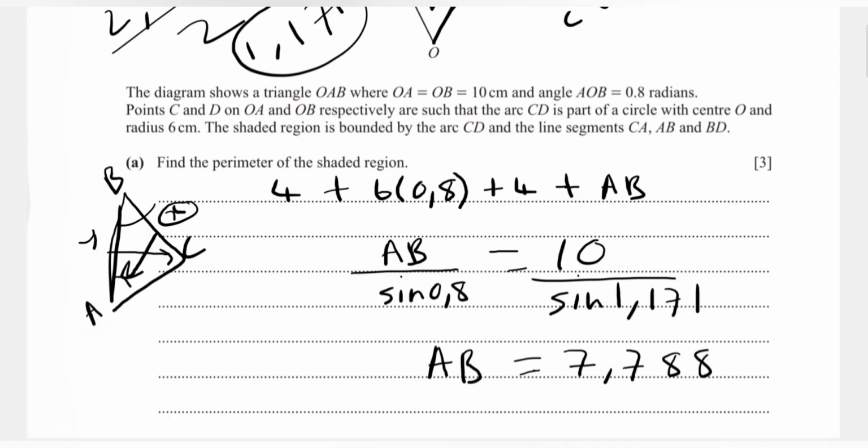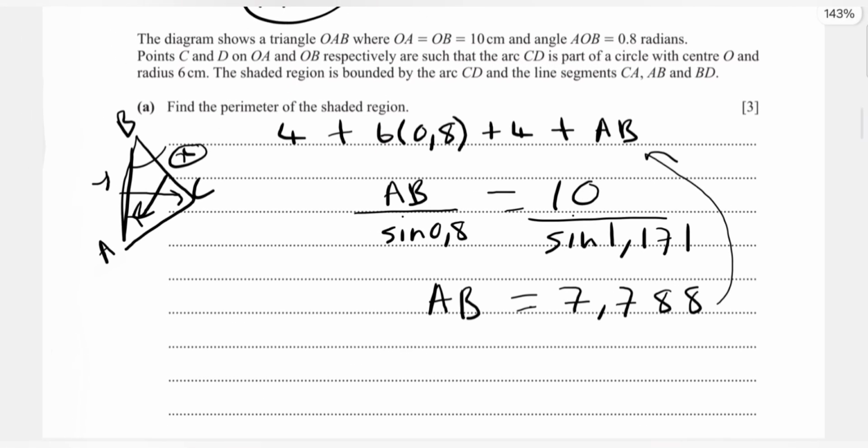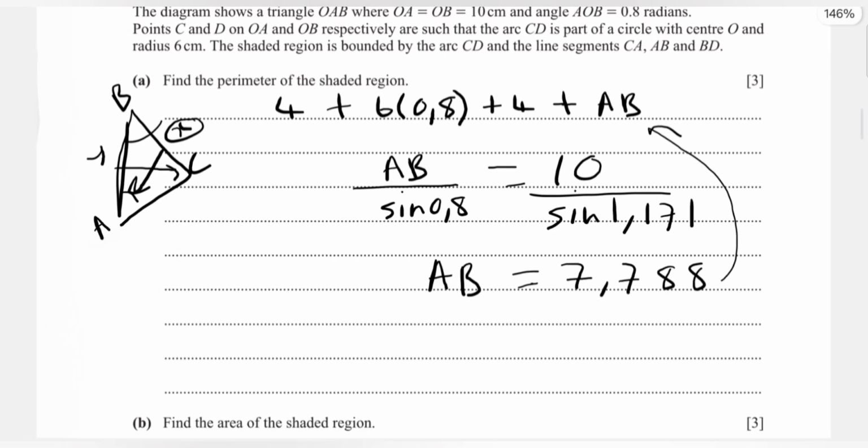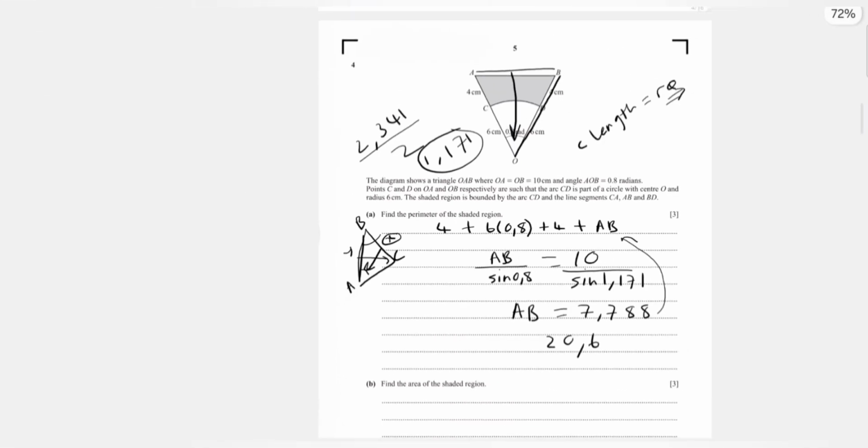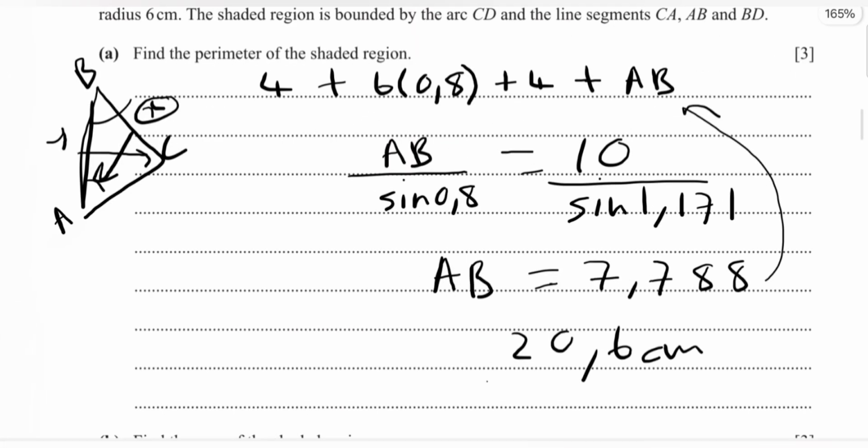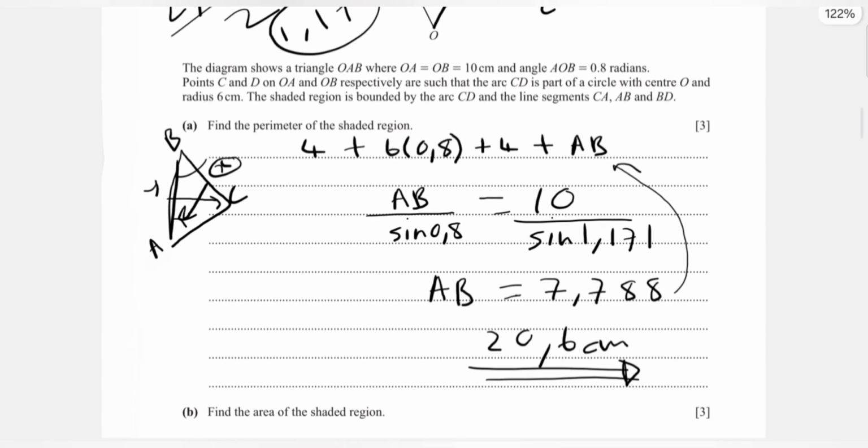And plugging this value here, we'll get that plus 4 plus 6 times 0.8 plus 4, right? And that will sum up to 20.6 centimeters, right? And you get your 3 marks.